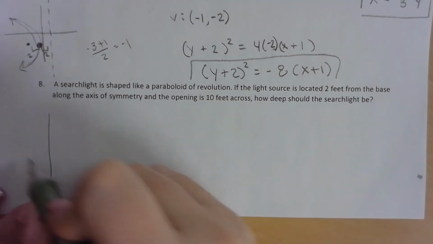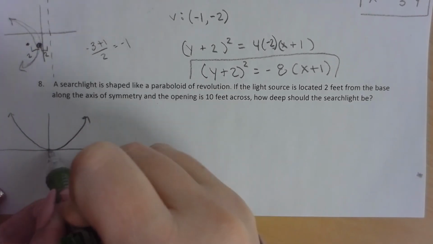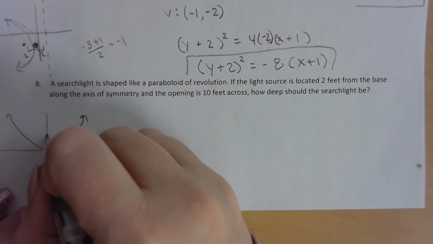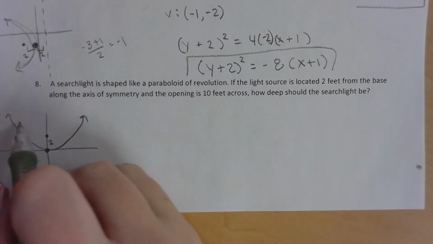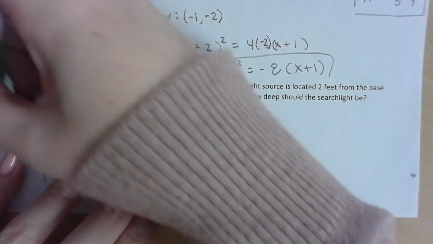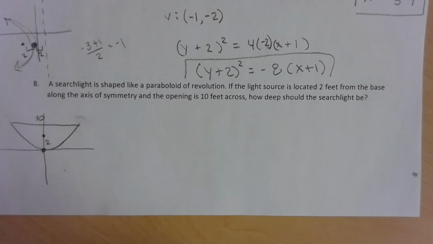So we have a parabola. It's going to make our lives easier if we just focus our parabola on 0, 0 here. Now it's telling us the source light is 2 feet away. So that distance there is 2. And then the opening is 10 feet wide, right? So here's our searchlight. Now when we have searchlights, the light source is always the focus. So they design the light source to be at the focus area.